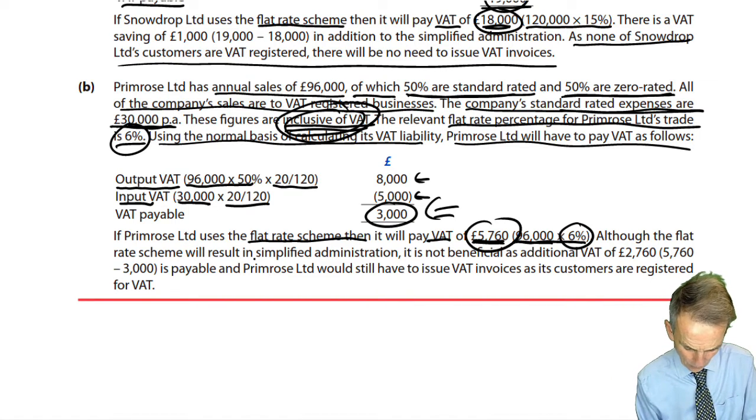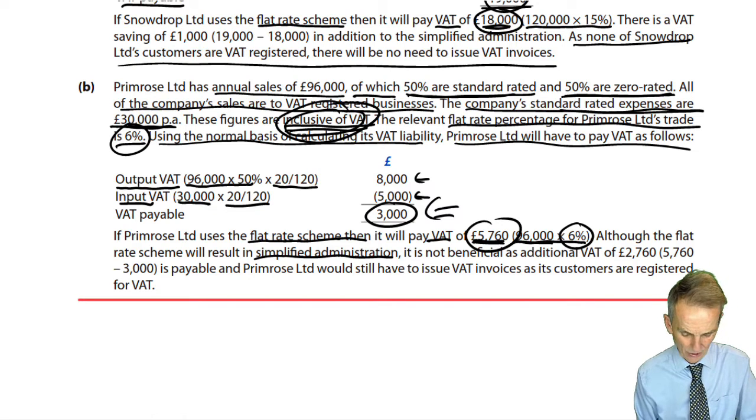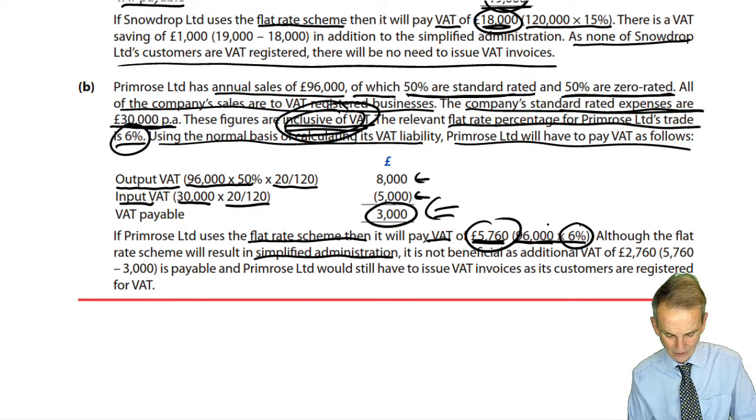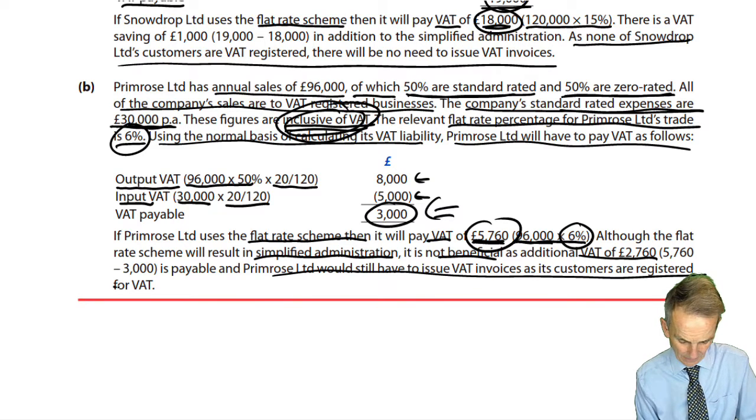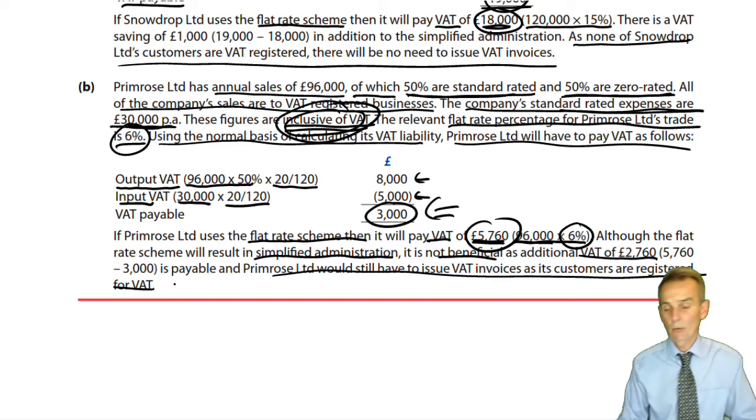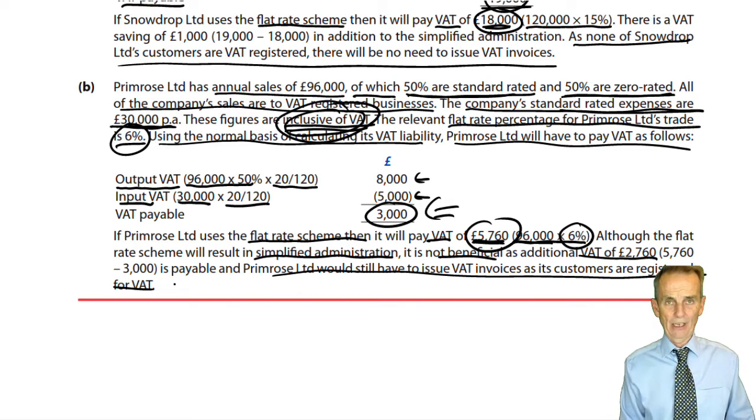As we say here, although it will be simplified administration, we're still going to be £2,760 worse off. We don't want to pay £5,760, whereas if we do our VAT return, we'll only have to pay £3,000. It's not beneficial. As we can see, that's an extra £2,760 that would have to be paid. And Primrose would still have to issue VAT invoices as its customers are registered for VAT. So there wouldn't be any administrative savings there either. Not that it would be huge anyway.